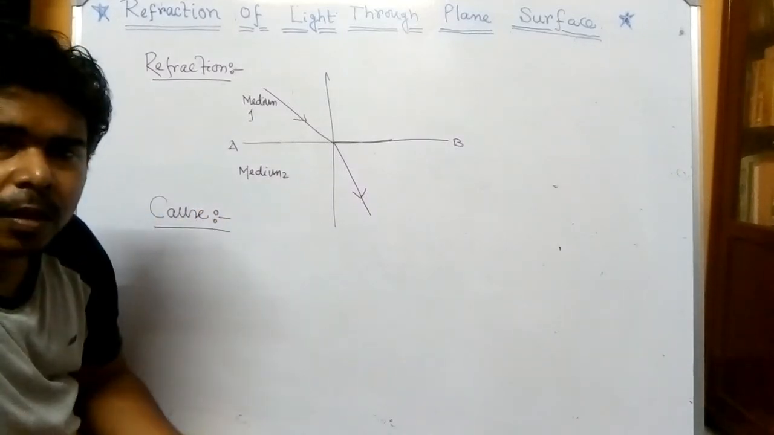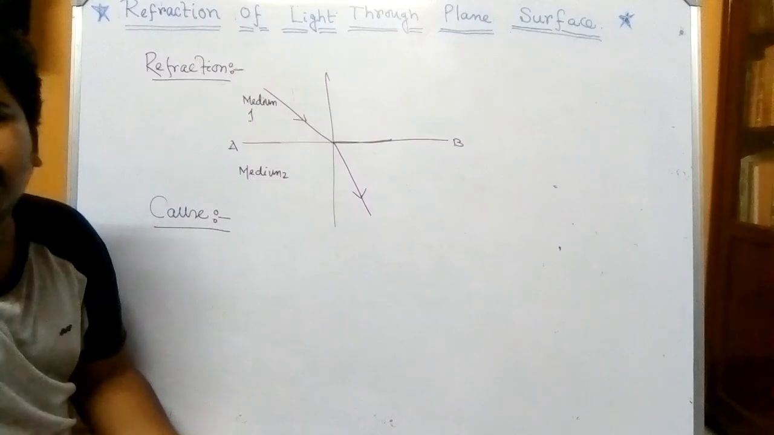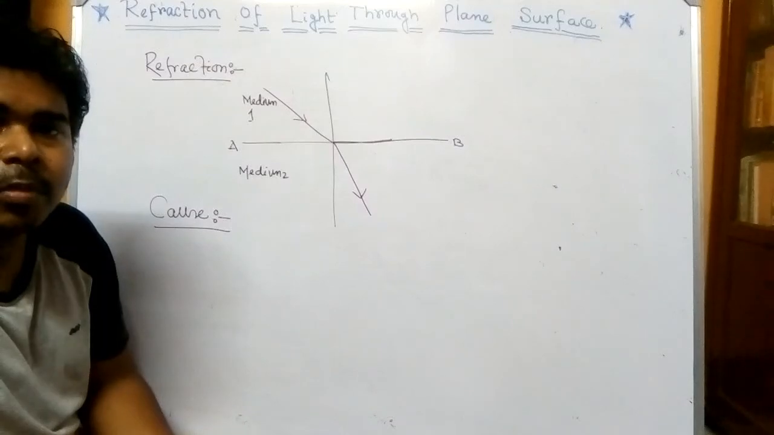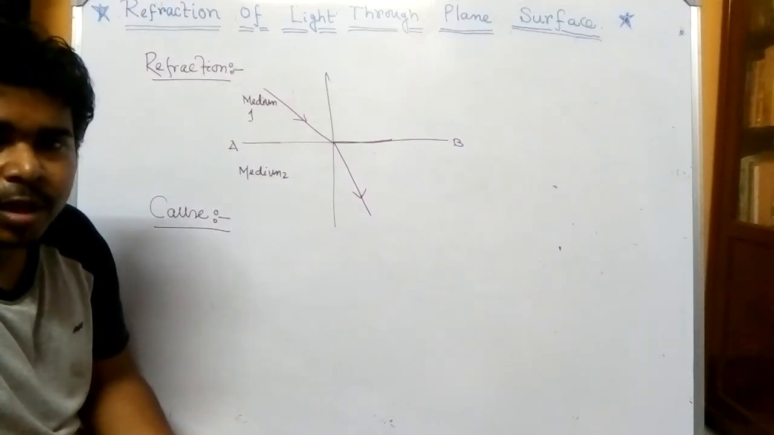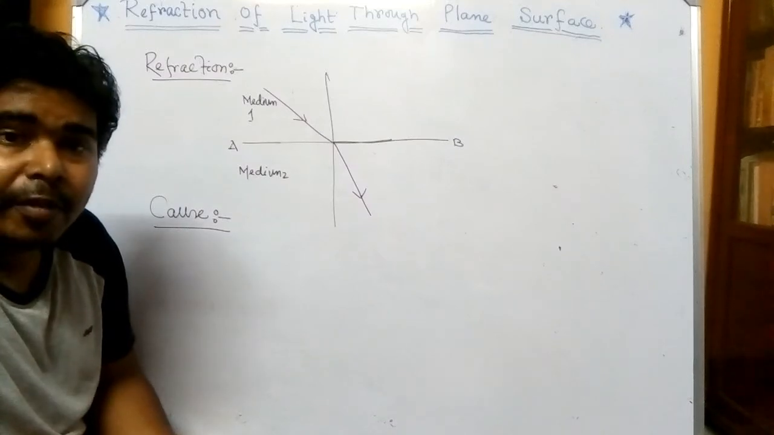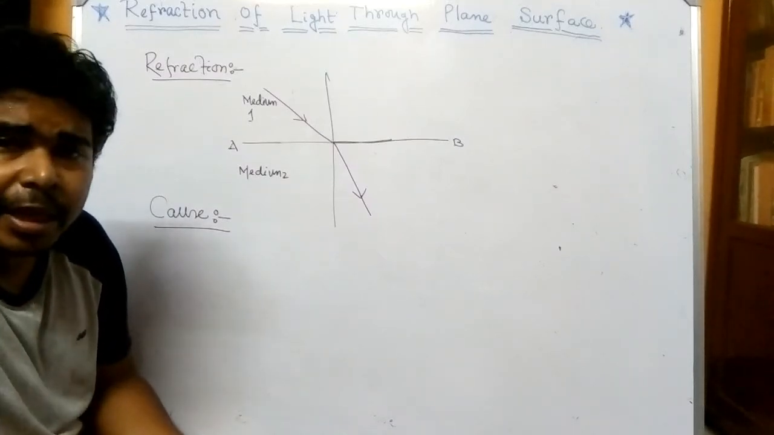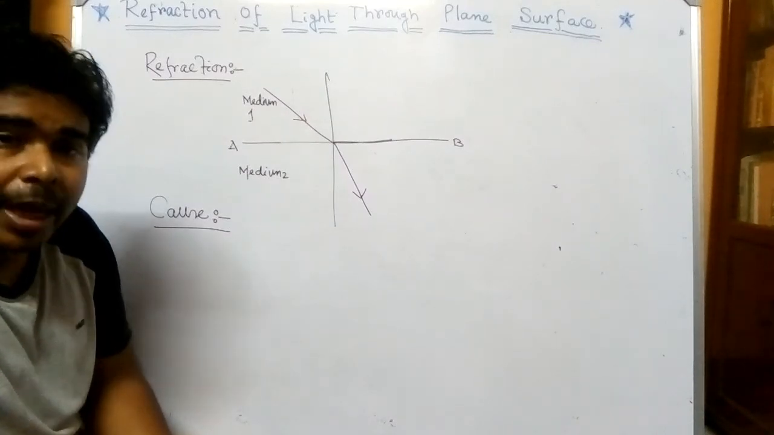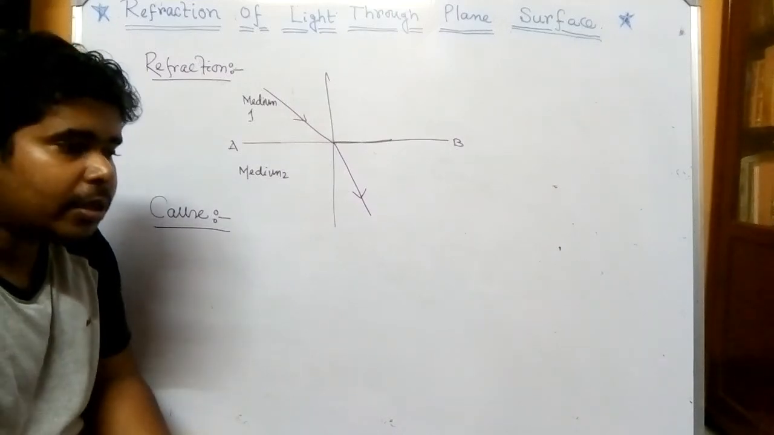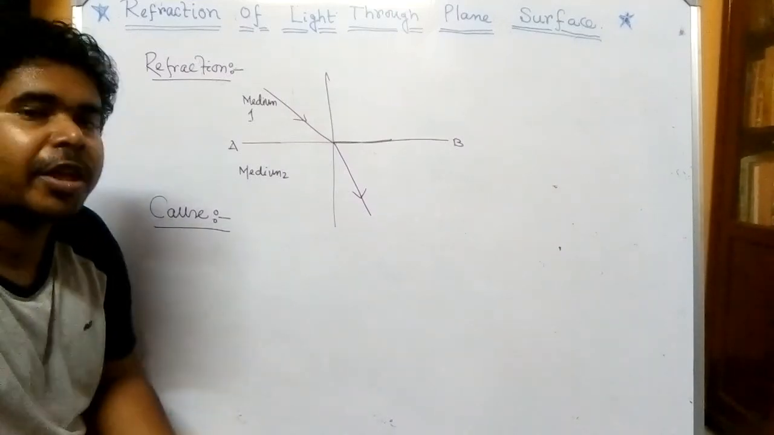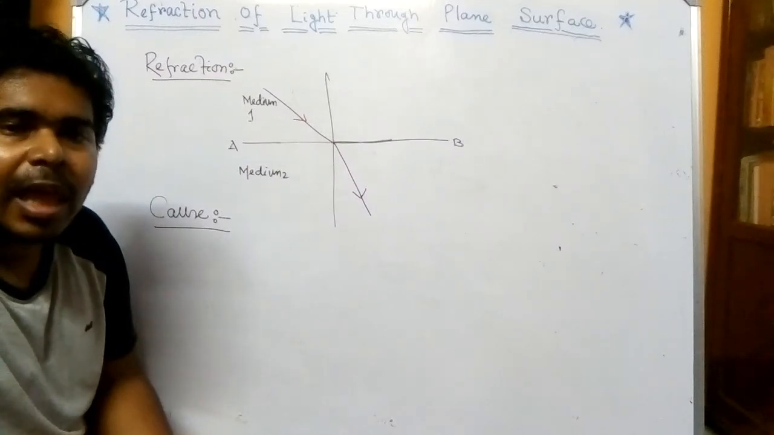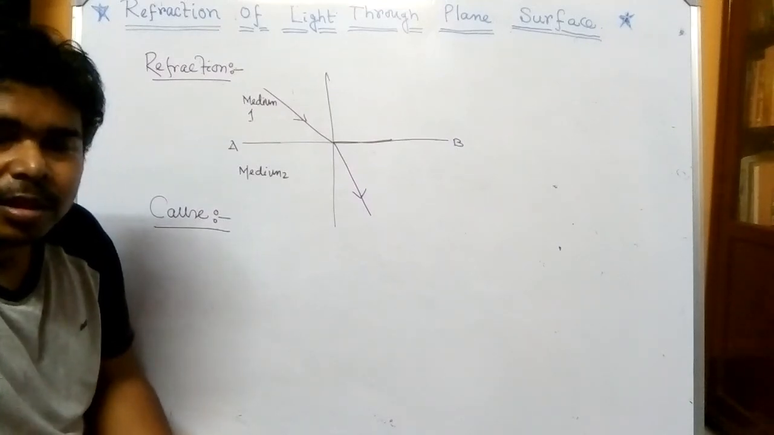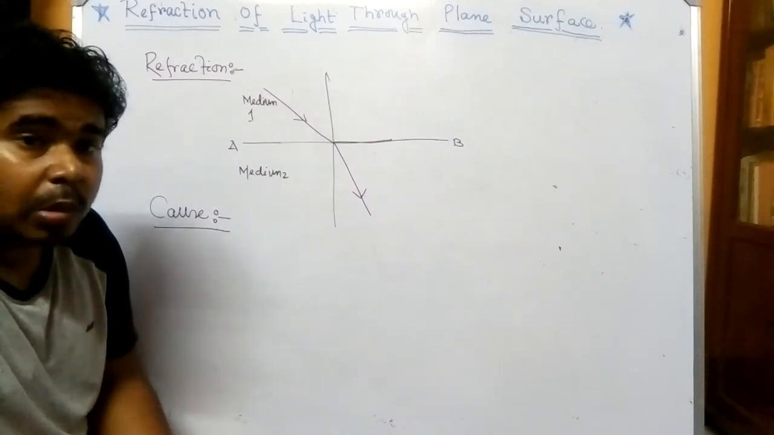What is the cause? The general cause of refraction is that when light travels in a medium, it travels with a speed. The speed of light is maximum in free space or vacuum, or you can say in air also. It is 3 into 10 to the power 8 meter per second. But when it travels from one transparent medium to another transparent medium, the speed of the light changes. So when the speed changes, the path of the light also changes.